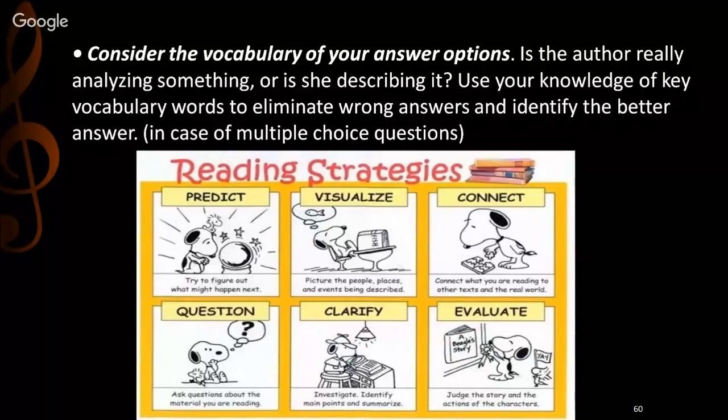So you can use words like these, predict. So that is, you have to predict. Try to figure out what might happen next. So while reading, think for yourself about what will happen next, visualize, that is, imagine a little. Picture the people, places and events being described. Connect what you are reading to other text and the real world. Question, ask questions about the material you're reading. Clarify, investigate, identify main points and summarize. Evaluate, judge the story and the opinions of the character, actions of the characters.